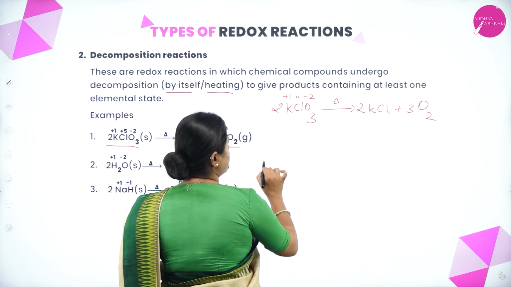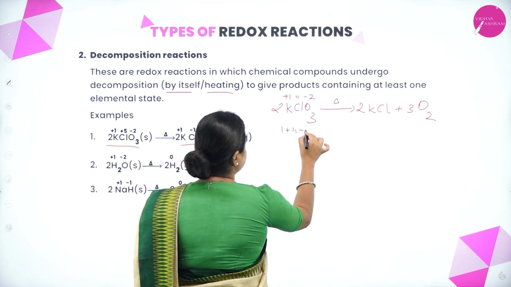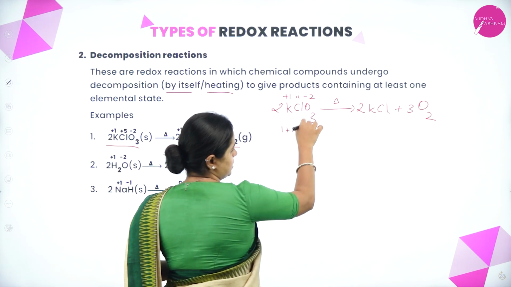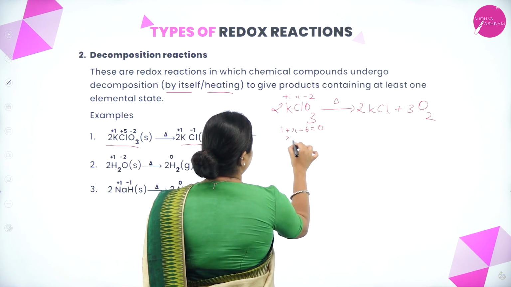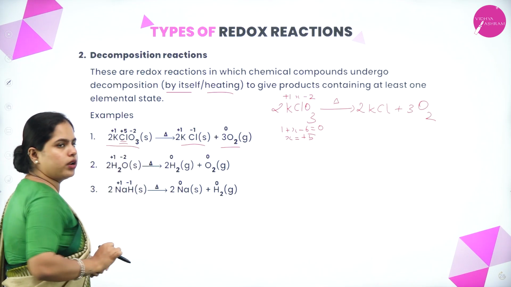So how many atoms are there? Only one atom of chlorine. So 1 plus X minus 6 will be equal to 0, by -6, 3 into -2. So X will be equal to +5, right? So X is equal to +5. That is, for chlorine it is +5.